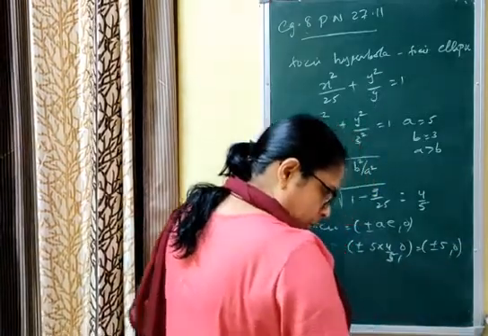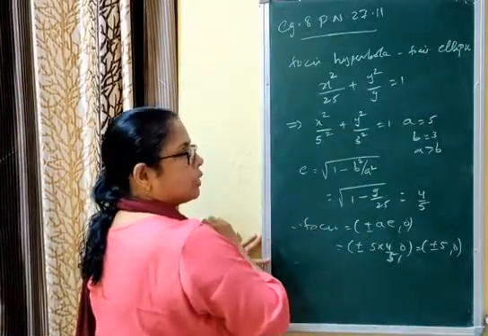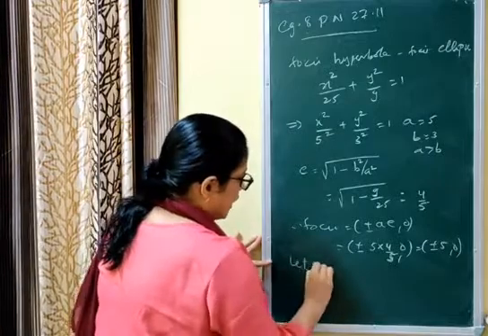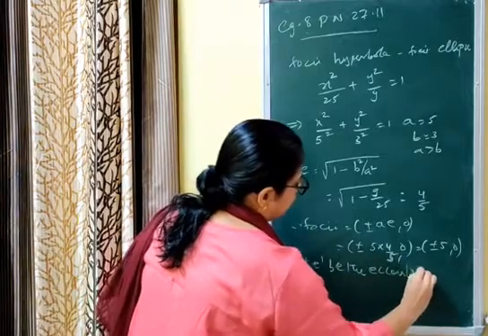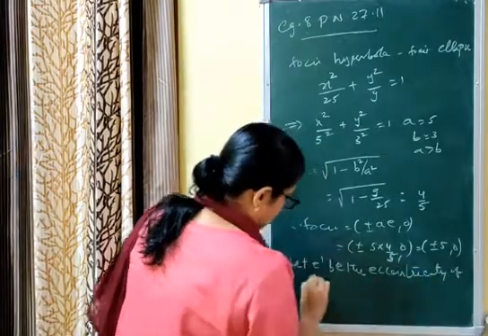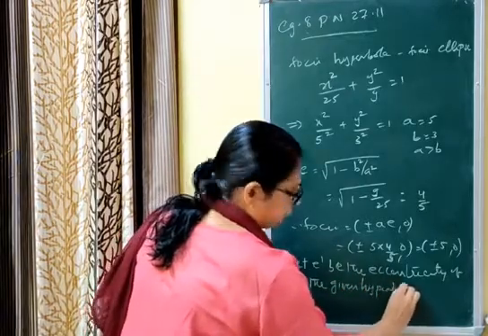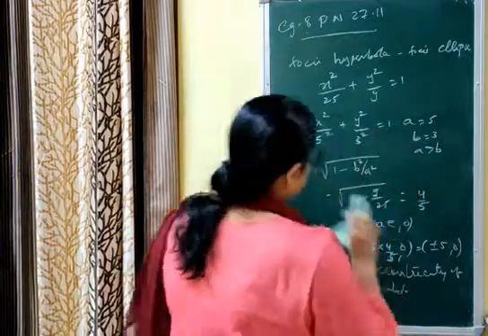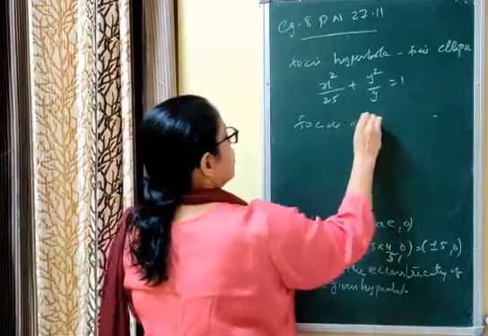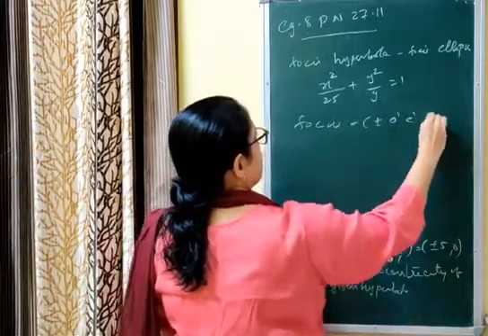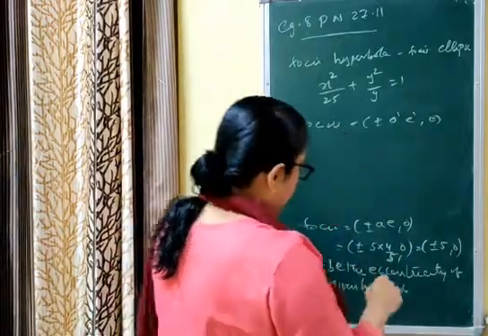Now you have to find the eccentricity of the hyperbola so that you can equate the foci. Let e dash be the eccentricity of the given hyperbola. Now what will be the foci? The foci are equal to plus or minus a dash e dash comma 0, since we have taken the transverse axis as the x-axis.